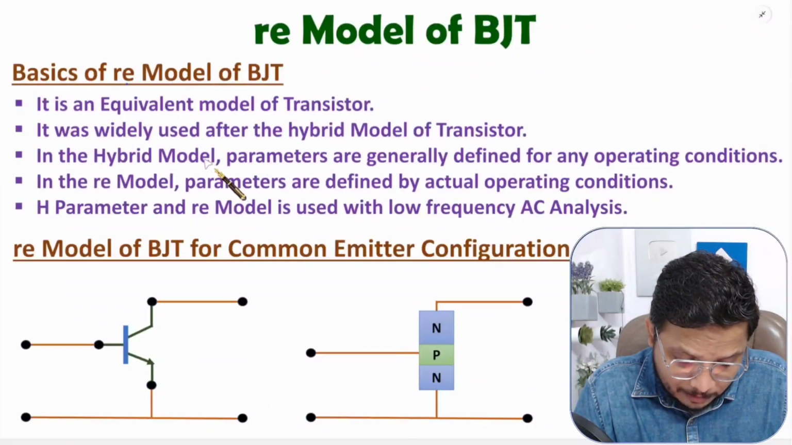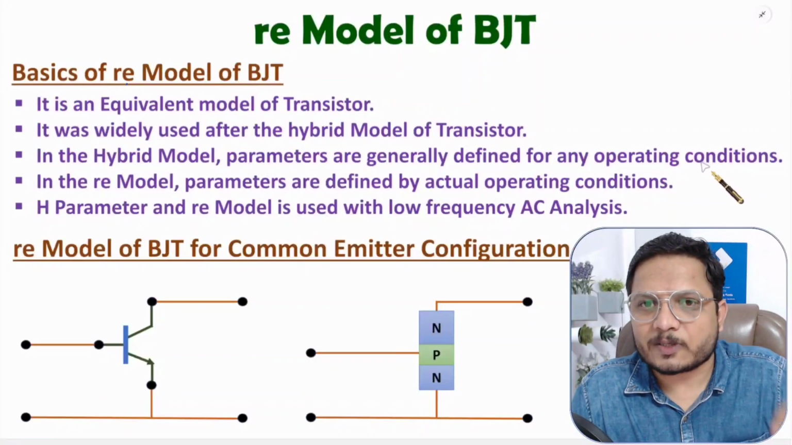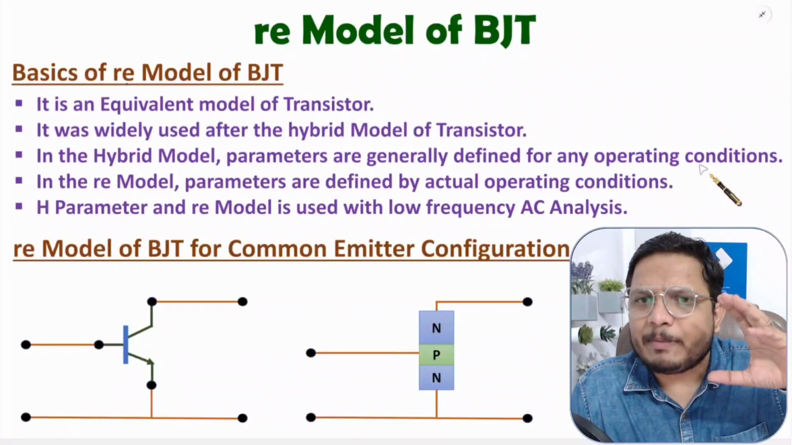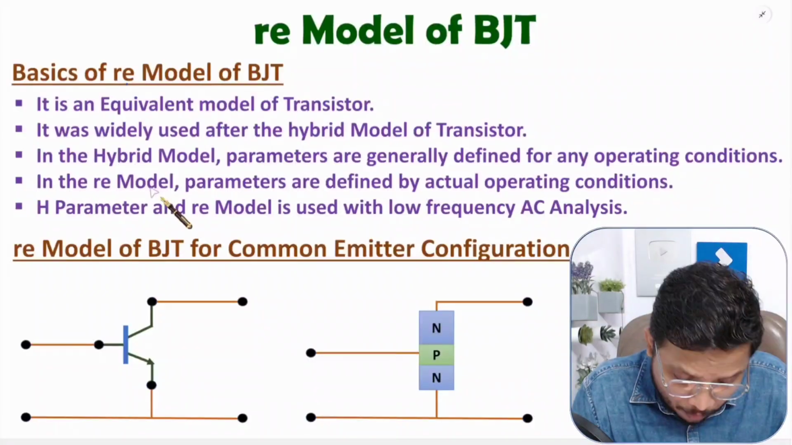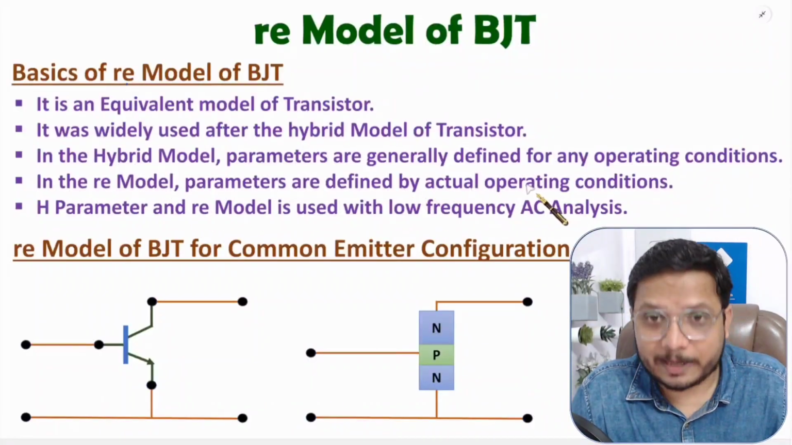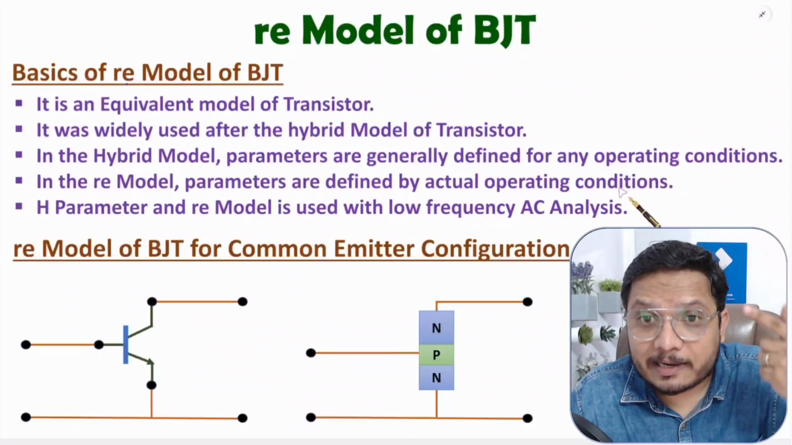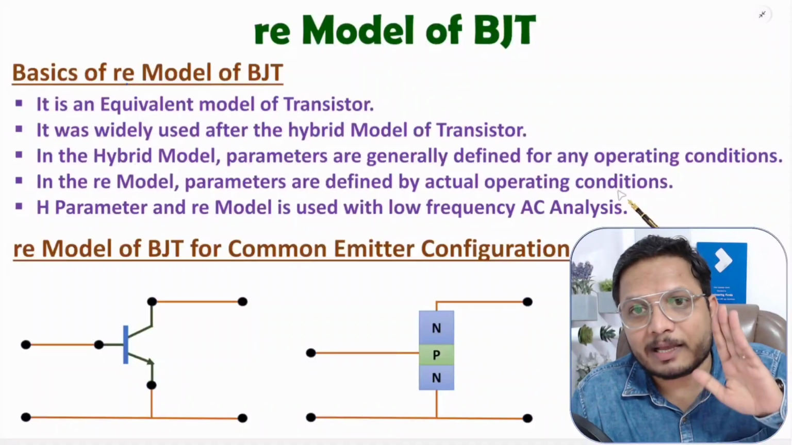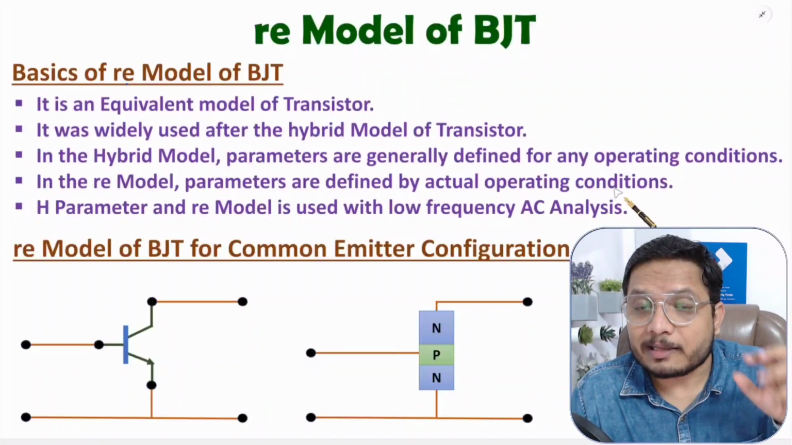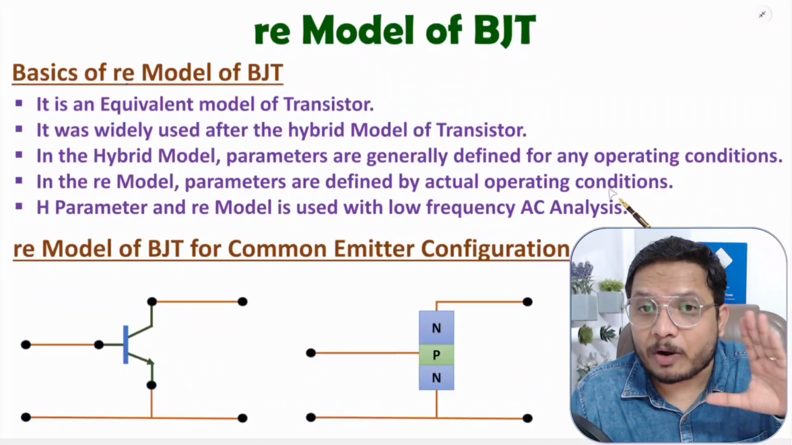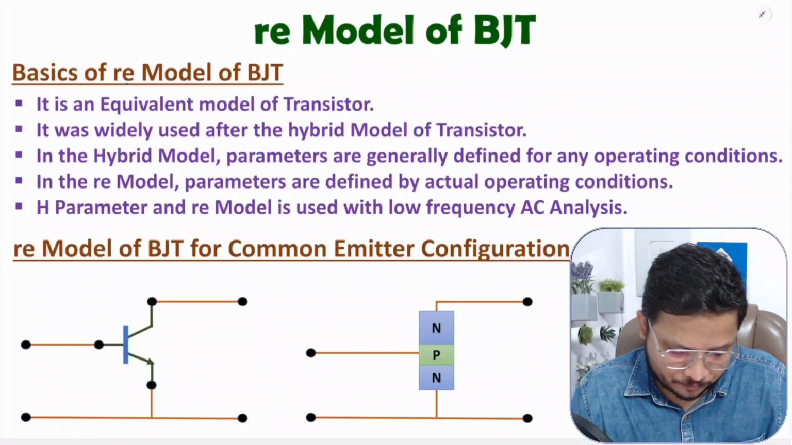In the hybrid model, parameters are generally defined for general operating conditions, while for the RE model, parameters are defined by actual operating conditions. The hybrid model has parameters that are generally defined. That's why practically the RE model is more applicable for AC analysis.